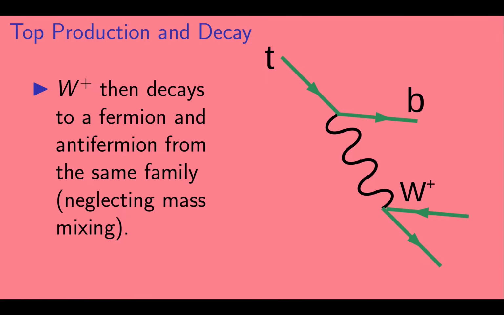The W+ is unstable though, and then decays to a fermion and an antifermion. This can be a quark-antiquark pair, like a charm quark and a strange antiquark, or a positively charged lepton and its associated neutrino. In these diagrams, I've shown how a top quark decays. For a top antiquark, we change all particles in the diagram to their antiparticles.